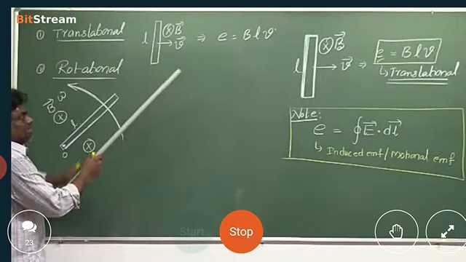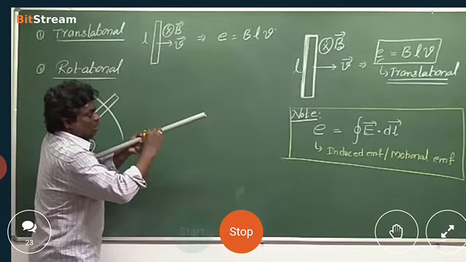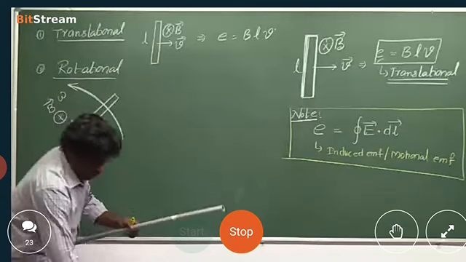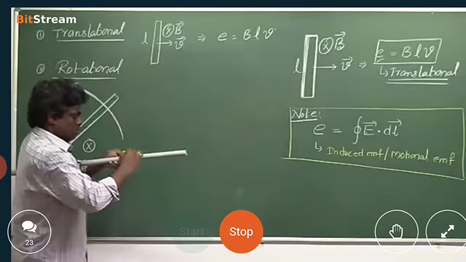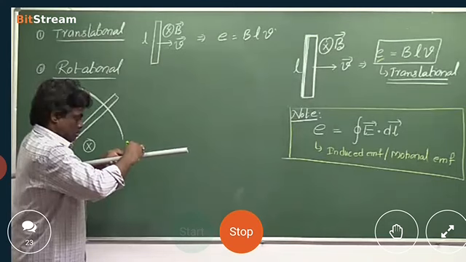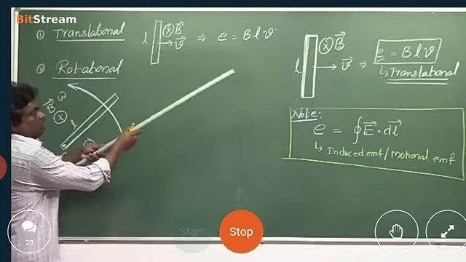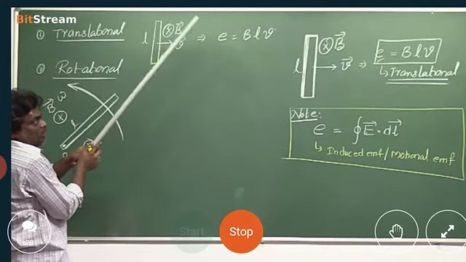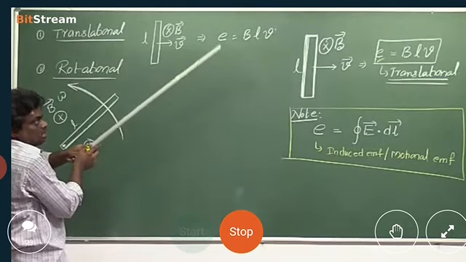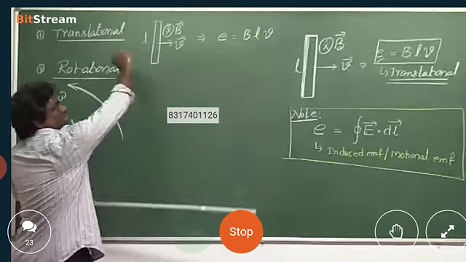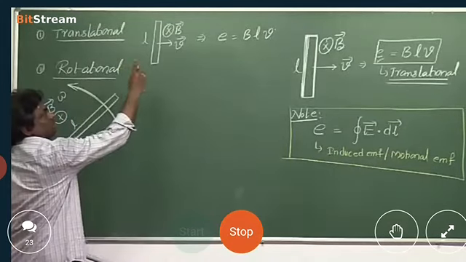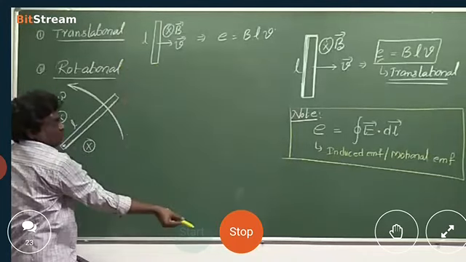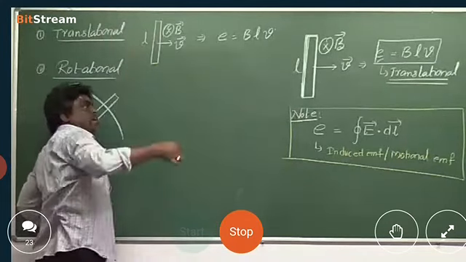Now see, if I take a small elementary part here, everybody see carefully, I hope you are seeing this yellow color. Now I have taken a small elementary part. If I am rotating like this, this yellow part is moving in a circular motion. Whenever a particle is moving in a circular motion, it will have a tangential speed.